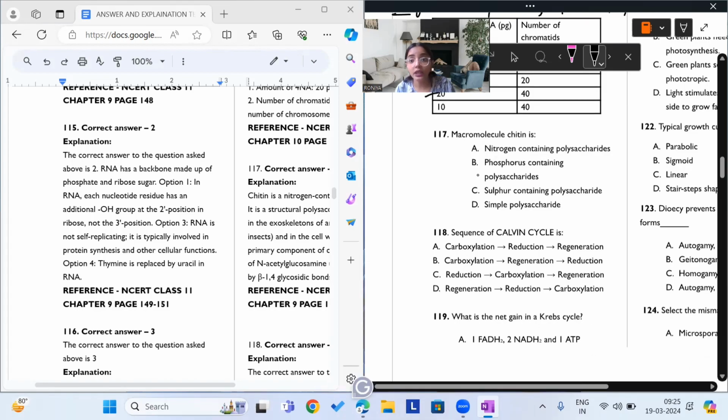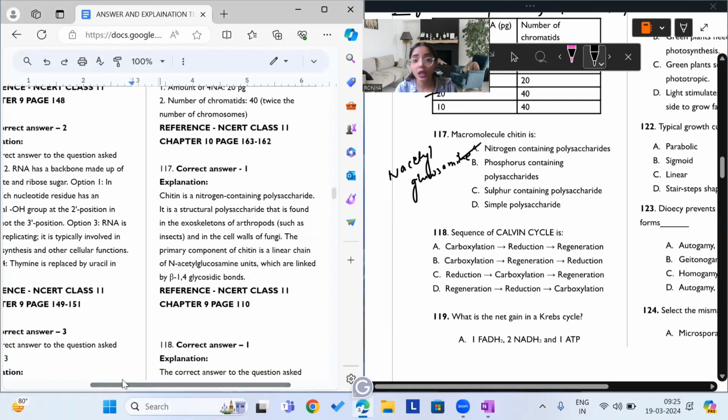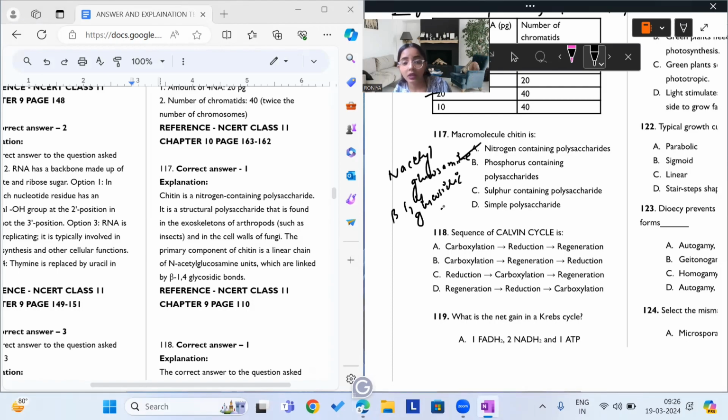Macromolecule chitin is nitrogen containing polysaccharide. It has N-acetyl glucosamine. Okay, I hope it is clear to you. N-acetyl glucosamine, and the bond present in the chitin is nothing but beta 1,4 glycosidic bond. What is the bond? Beta 1,4 glycosidic bond between N-acetyl glucosamine molecules, and together they form chitin. Okay. Understood. Chitin is present in exoskeleton of arthropods, if at all you didn't know.